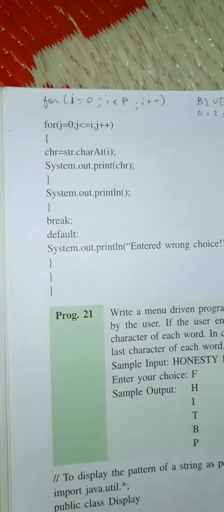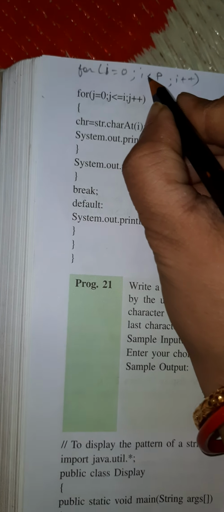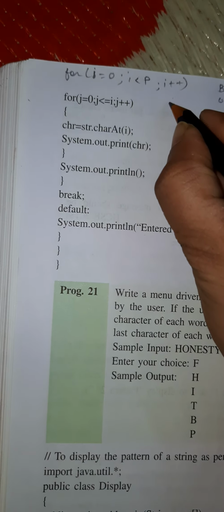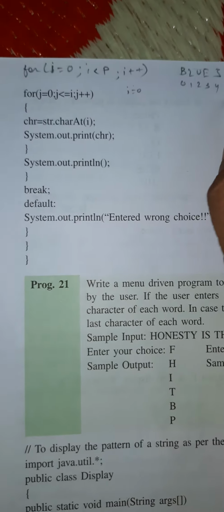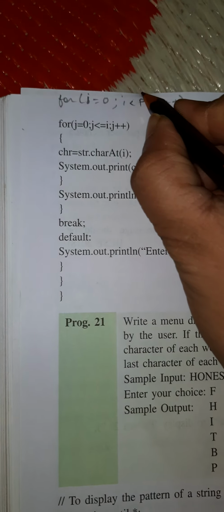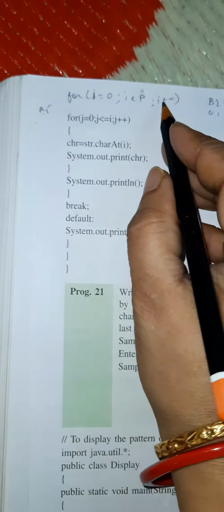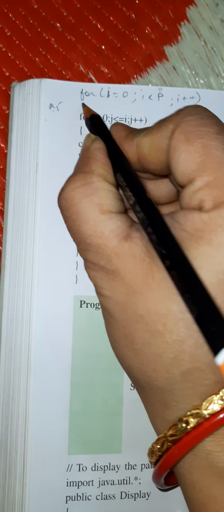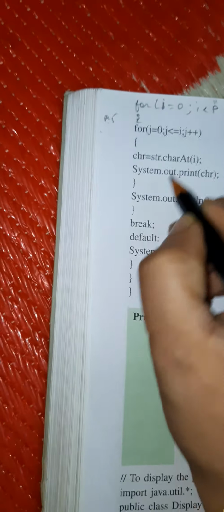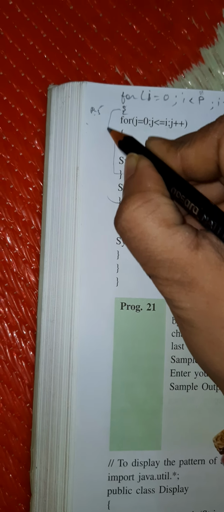So here i is 0. So 0 is less than p. Let's write here i is equal to 0, so 0 is less than p, and p's value is 5, p is equal to 5. So the condition is true, so it will enter inside this loop. So this is the for loop and this is the outer for loop, so it will enter here.